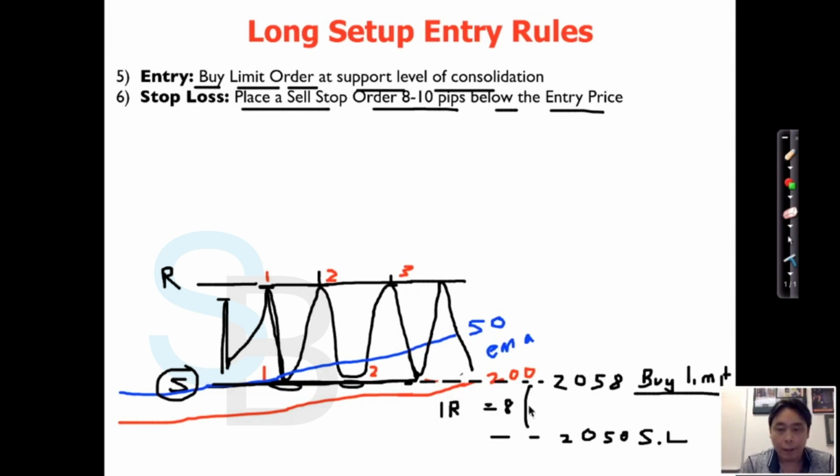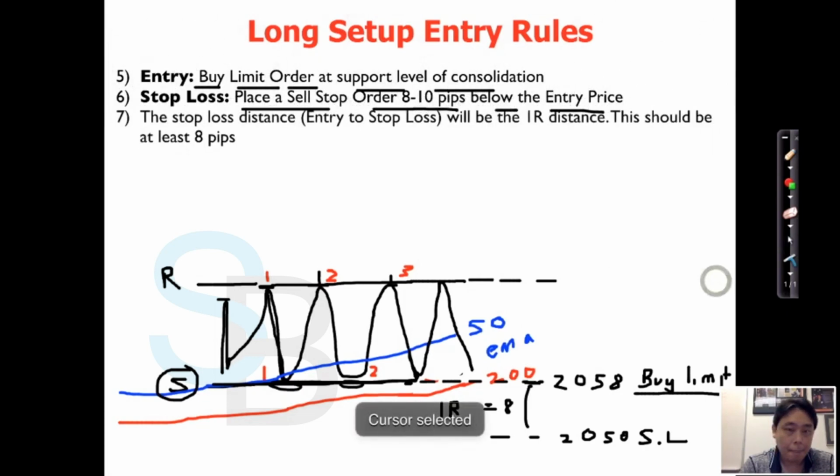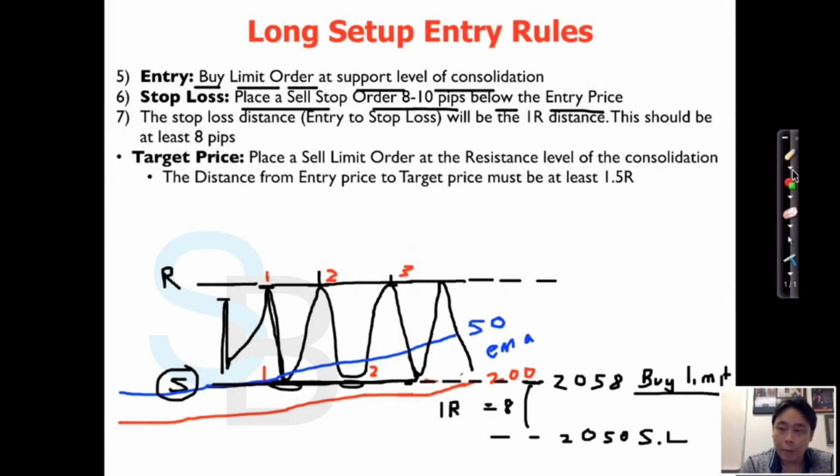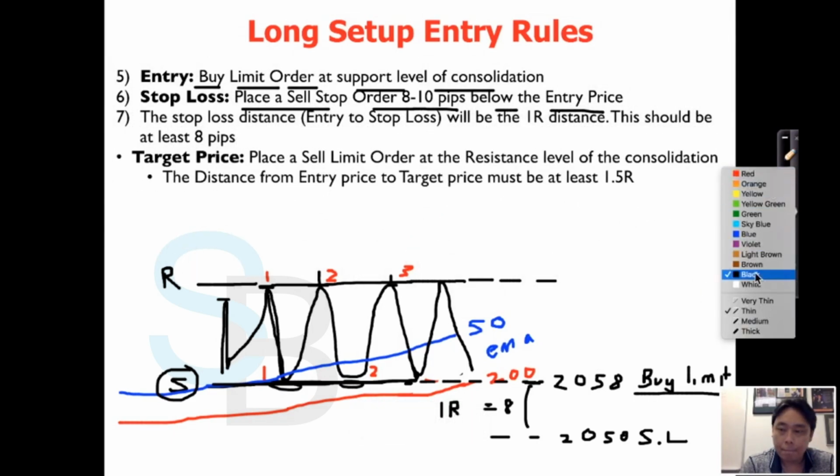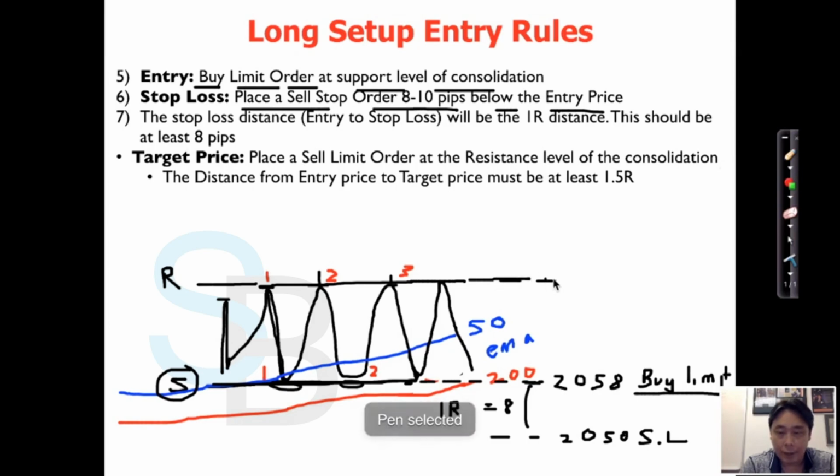8 pips away. Now, the other thing is to ensure that this trade has a good risk to return ratio. I must ensure that from my buy limit price to the resistance, again, where's my target price? My target price would be at the resistance level. At that resistance level, so this is my target price, TP. Okay, so for my target price, it would be a sell limit order.